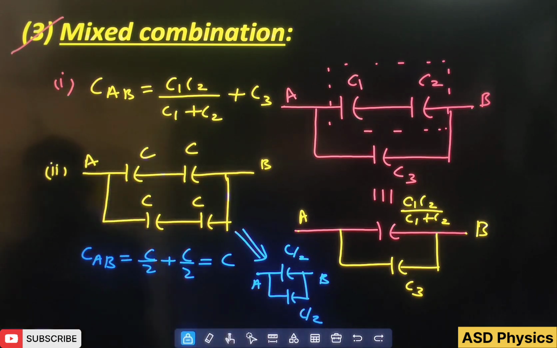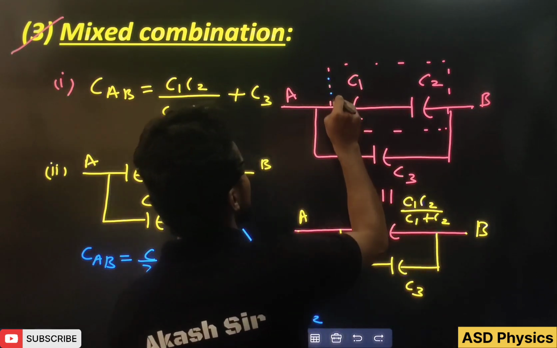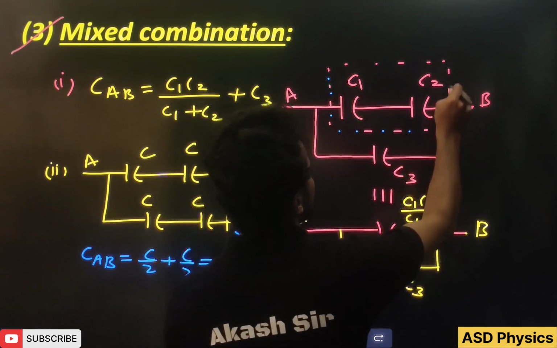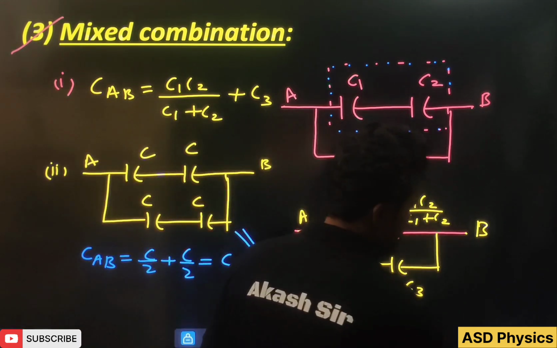So if mixed combinations are there, you have to identify where the series and where the parallel are, and then you can do it. Here I have taken the equivalent. Okay, great. Now students, let's see the next one. Now I'm going to talk about the dielectric.